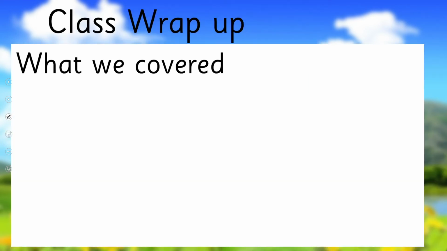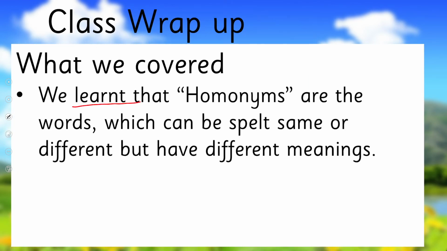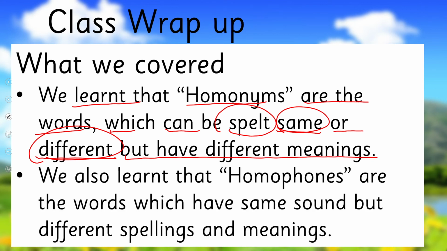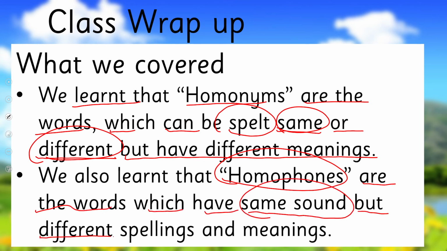So what we have learned today, we learned that homonyms are the words which can be spelled same or different but have different meanings. And we also learned that homophones are the words which have the same sound but different spelling. They will always be spelled differently and their meaning is also different.